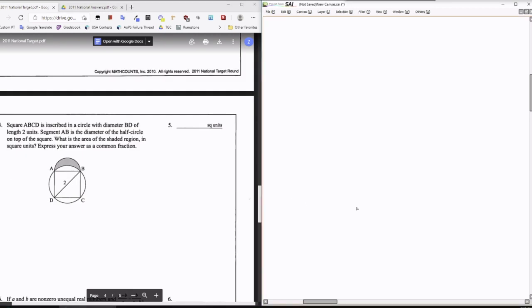Square ABCD is inscribed in a circle with diameter BD of length 2 units. Segment AB is the diameter of the half circle on top of the square. What is the area of the shaded region in square units? Express your answer as a common fraction. Ooh, okay.